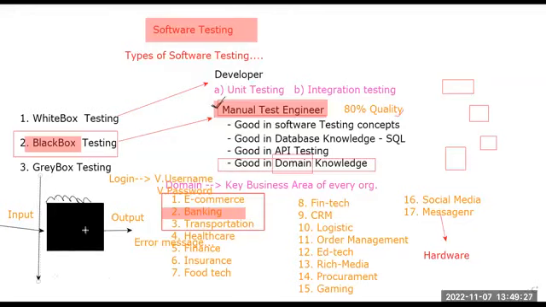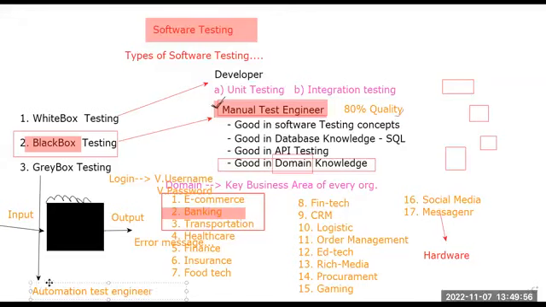Gray box testing is a combination of white box and black box testing. It means if you want to become a gray box tester, you should have good programming language knowledge, along with good testing knowledge. Basically, those test engineers we call automation test engineers.